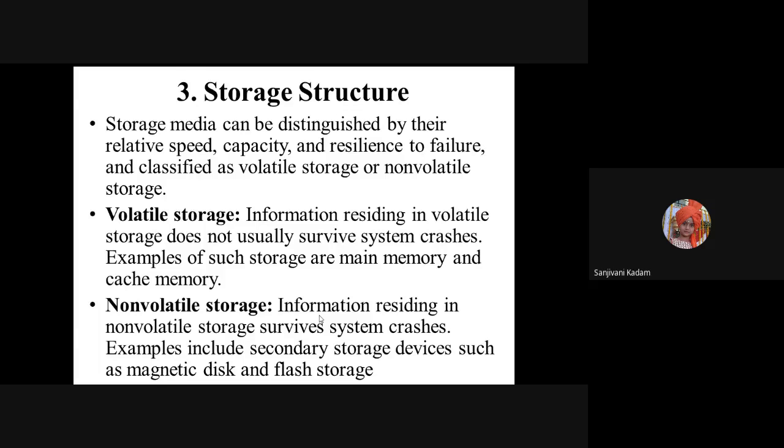But the main thing is that whenever we open any application, it is loaded into main memory, and only then can that application be opened. Otherwise, that application cannot be opened automatically, and hence main memory is an example of volatile storage. Cache memory is also an example of volatile storage.